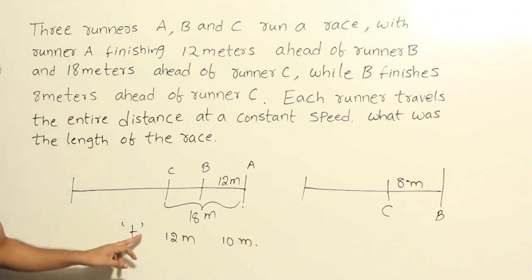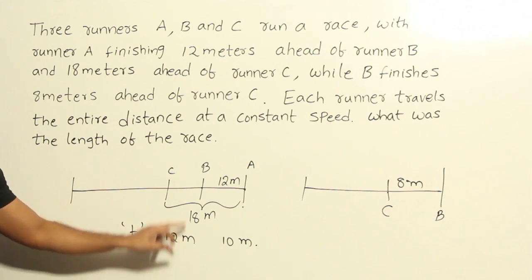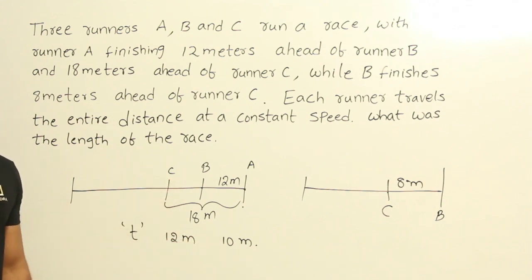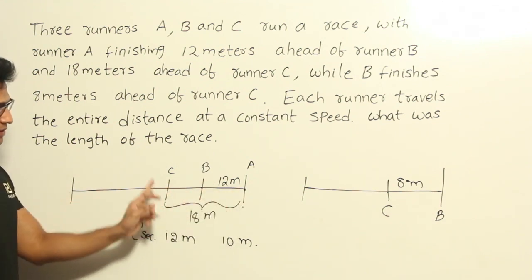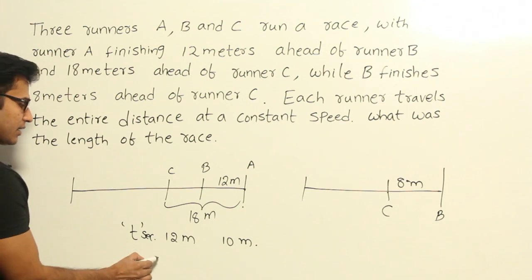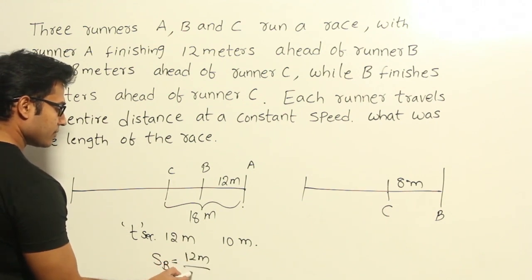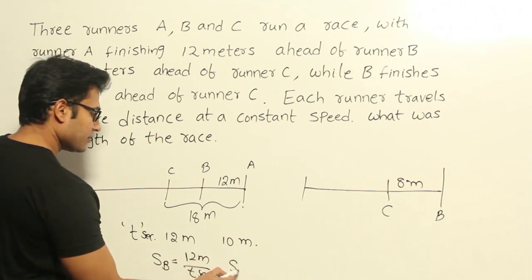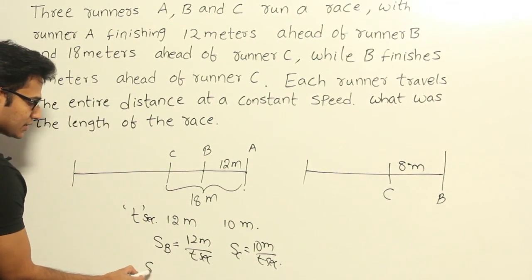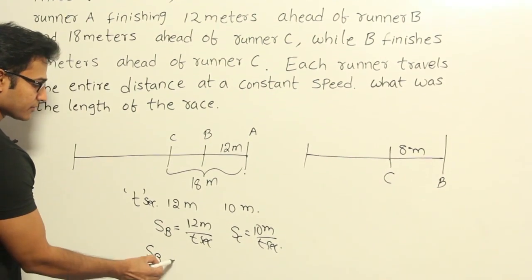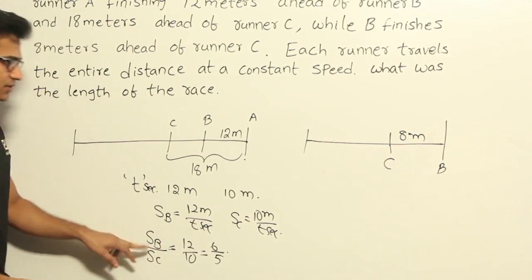So what does it mean? If you assume that the time taken is t, then the speed of B is going to be 12 by t and the speed of C is going to be 10 by t, isn't it? So let us say t seconds is taken by B to finish it, and in the same time C has covered 10 meters. Therefore I can write that speed of B is equal to 12 meters by t seconds and speed of C is equal to 10 meters by t seconds, right? Now from this you can find the ratio of speed of B to speed of C. SB by SC equals 12 by 10, which is nothing but 6 by 5. So this is the ratio of their speeds.